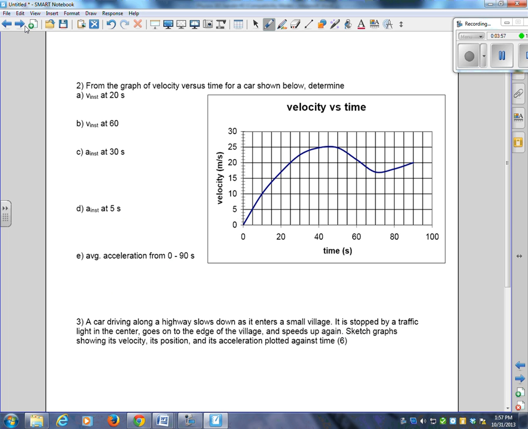Okay, now here's where we're looking at graphs. Some people didn't even see question A for some reason. I don't know why. They missed it completely. From the graph of velocity versus time for a car shown below, determine V inst at 20 seconds. The instantaneous velocity at 20 seconds. This is a graph of velocity, so I just read it right off the graph. 20, right there. What is it? About 17. 17 meters per second.